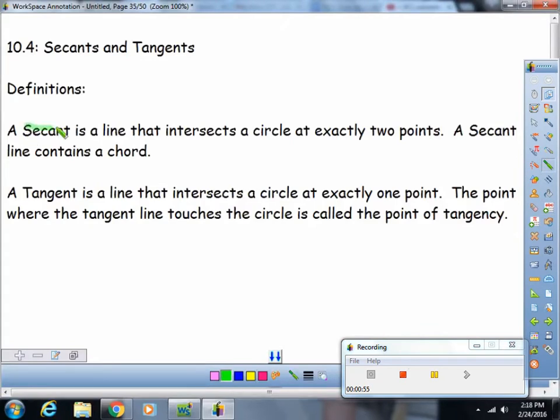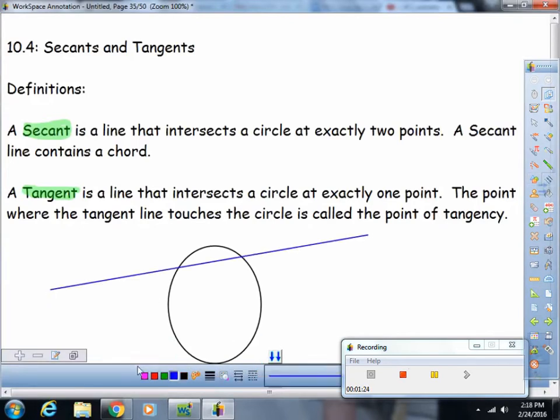A secant is a line that intersects a circle at exactly 2 points. Another way to think about a secant line is that it contains a chord. A tangent is a line that intersects a circle at exactly 1 point. This point where the tangent line touches the circle is called the point of tangency.